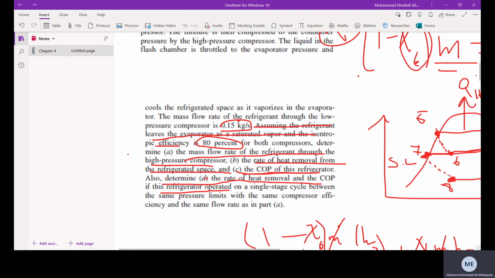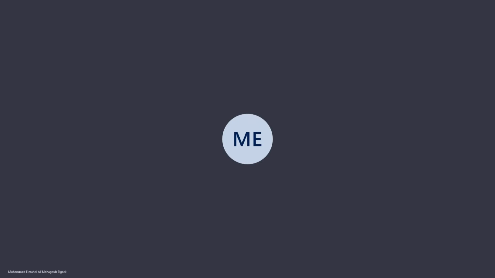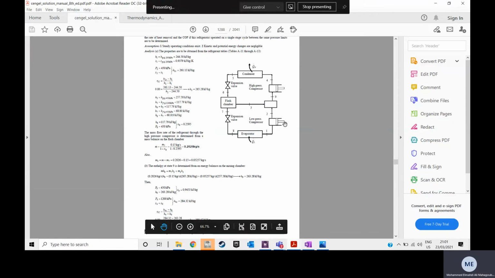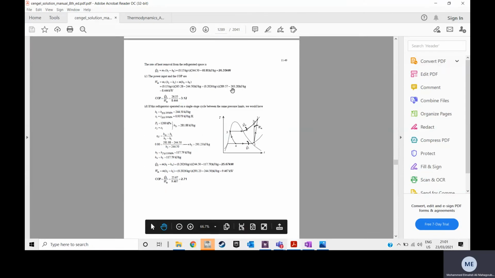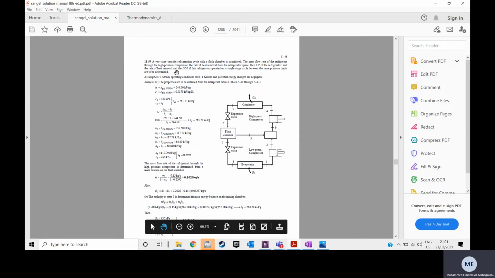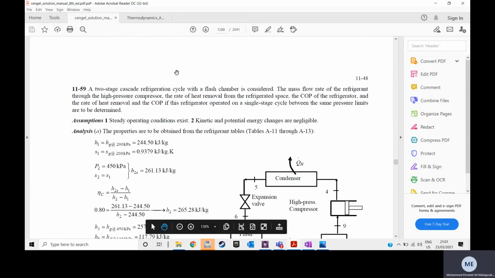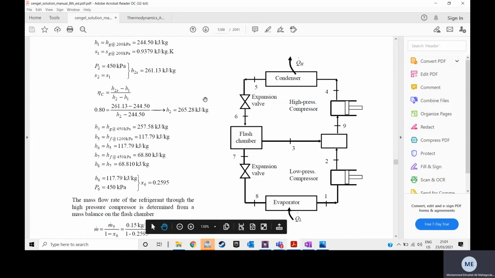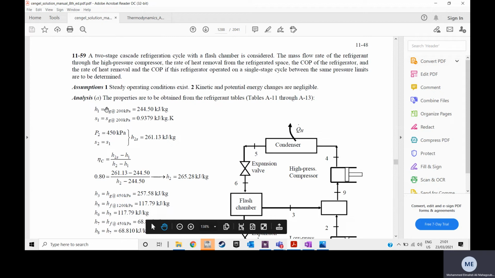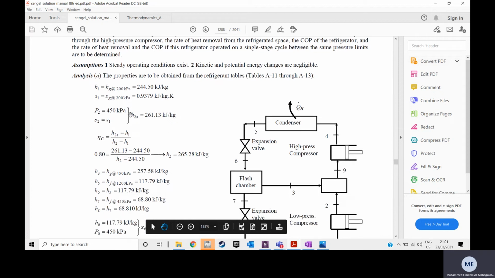Maybe that way it's going to be easier for you than following me using words. So, close, share again. Let me share my desktop. Okay, and this is the solution manual. And this is the question, as we said, question 59. As we talked, H1 is Hg at that pressure, which is 200.